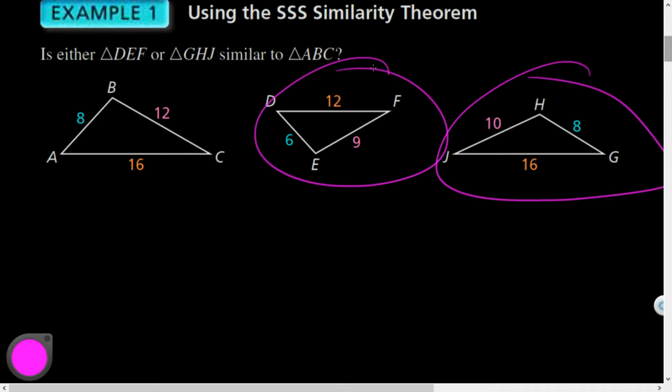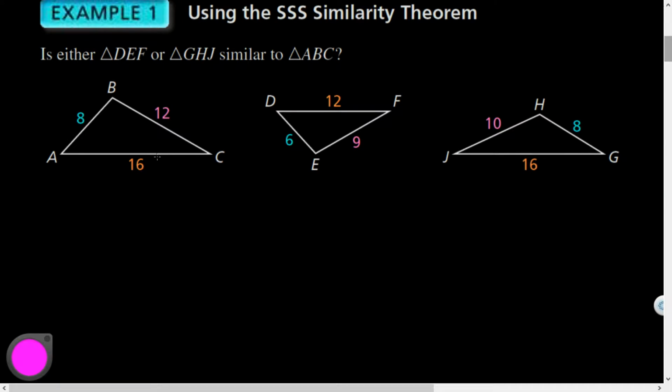Are either of those similar to ABC? Okay, hey, wow, look at what they did. They even color coordinated the numbers for us. Not on your sheet. But I would compare smallest to smallest. So is 6 to 8 the same as mediumest to mediumest, 9 to 12? Is that the same as longest to longest, 12 to 16? And let's see, 6 to 8, that's 3/4, which is equal to 3/4, which is equal to 3/4.